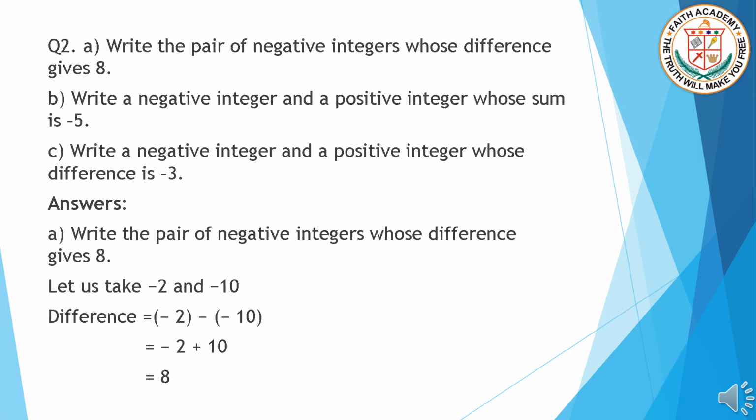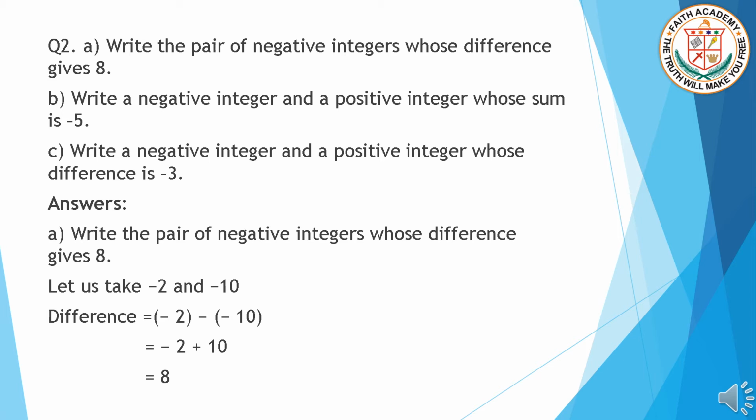Let's look at the first part. It says write a pair of negative integers whose difference is 8. Here I have taken minus 2 and minus 10. You can take any set of numbers, any pair of numbers. You can also take minus 12 and minus 4. And similarly, you can make many more pairs. Now, since I've taken minus 2 and minus 10, you can see that I'm subtracting both of them.